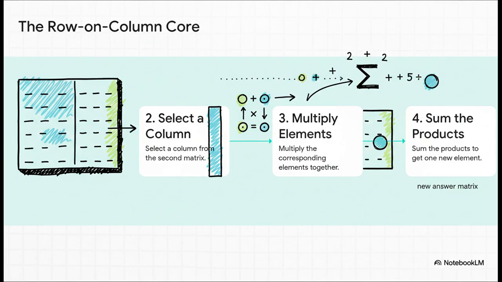To find any given number in your answer matrix, you systematically take a row from the first matrix and a column from the second. Then, as you see on the slide, you multiply the corresponding elements together. First element of the row times the first element of the column, second times second, and so on, all the way down. Finally, you just add up all of those products, and that sum becomes one singular element in your new answer matrix. Every single number in your final result is calculated exactly this way.